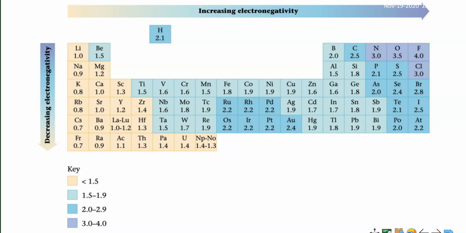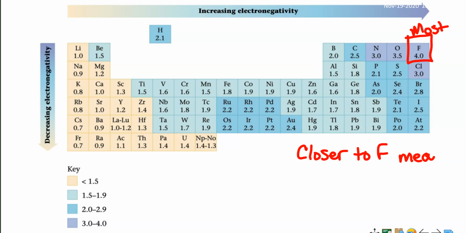Fluorine, this is honestly the way I remember it. Fluorine is the most electronegative. So the closer you get to fluorine, the more electronegative you are. Closer to fluorine means more electronegative, which I'm going to abbreviate EN. By the same token, or on the other side of the same coin, francium is the least electronegative.